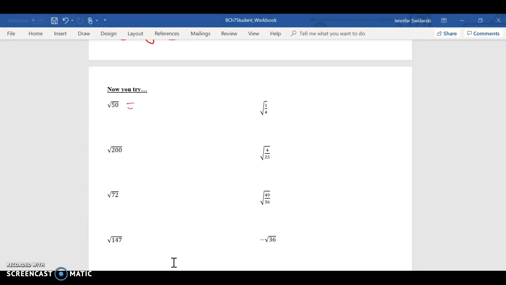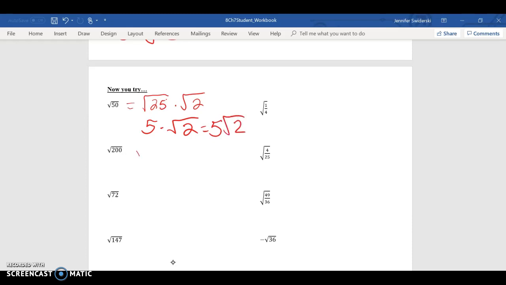Well, I know that 50 can be the square root of 25 times the square root of 2. Are either of these perfect squares? Yes. Square root of 25 is 5. Square root of 2 is going to stay there. So I get 5 root 2.